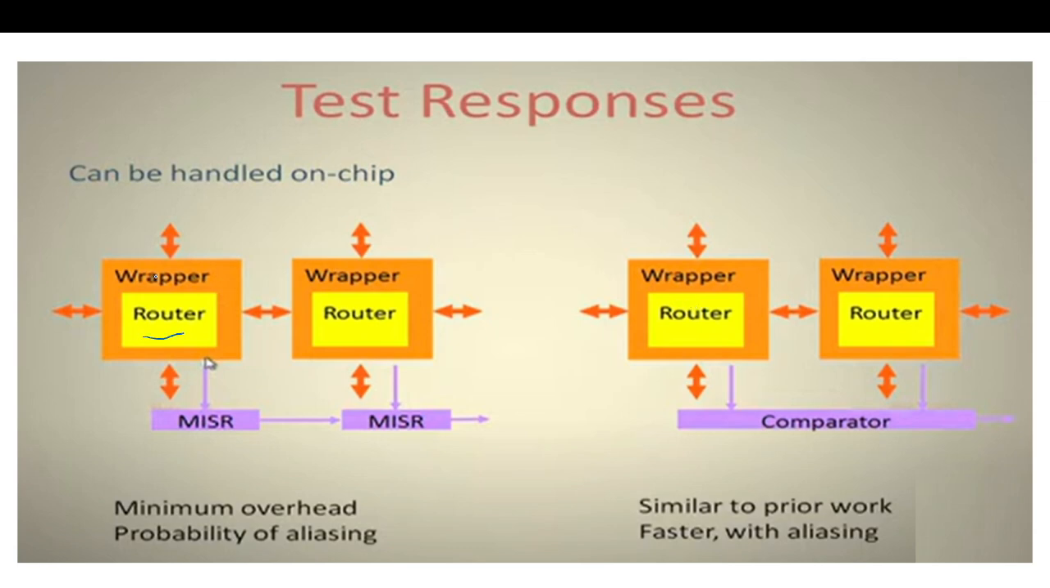So we have a router and we have a wrapper, and this is a multi-input signature register. This can perform the analysis with minimum overhead and a probability of aliasing, or, similar to the previous work, it can be faster with aliasing. So we can have a comparator and then perform the comparison.